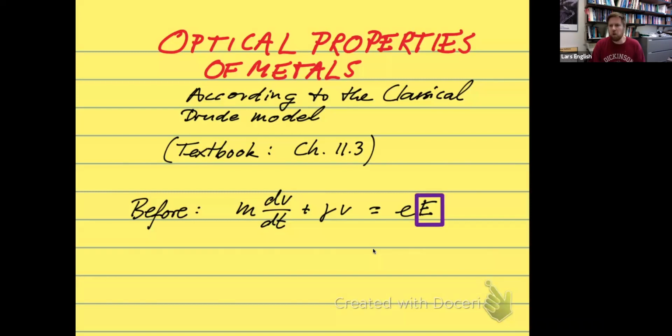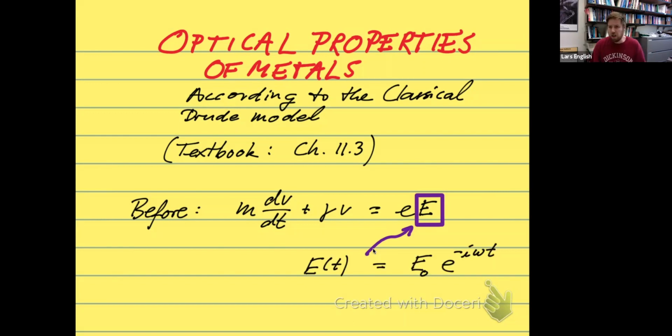Okay, so let's talk a little bit about this E. Before, it was a static electric field due to a voltage that was applied. We apply a voltage across a metal wire, and then a static current develops in response to that. Now, since we're talking about optical properties, this electric field will not be due to an applied voltage. It will be provided by the electromagnetic wave passing through, and so this electric field will be time dependent.